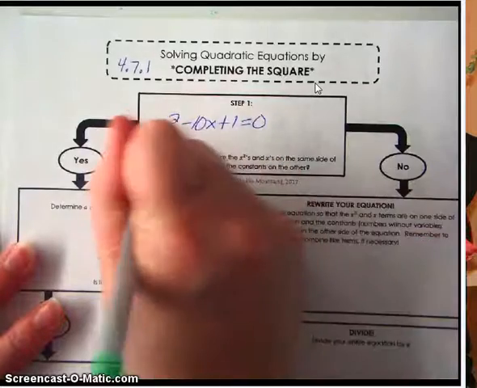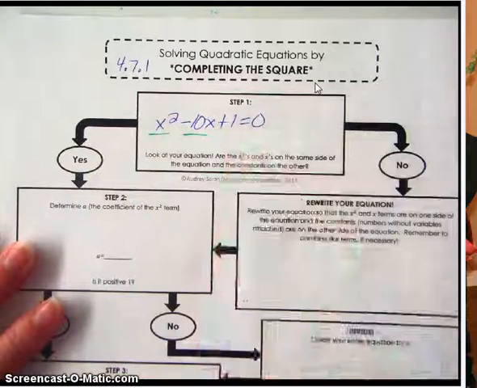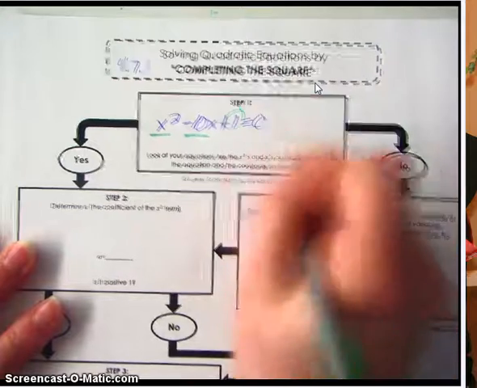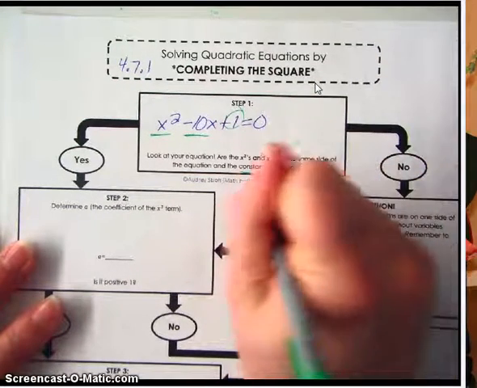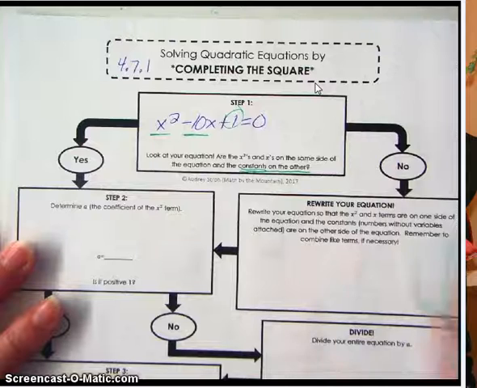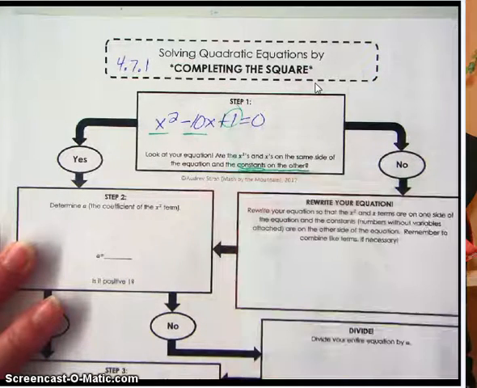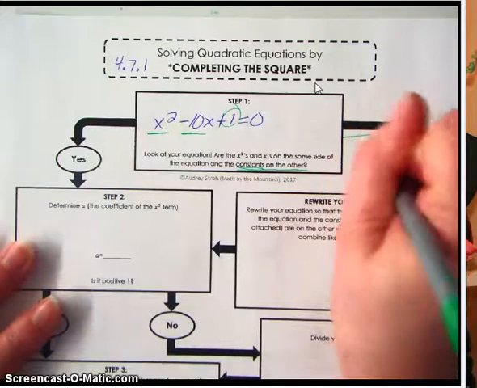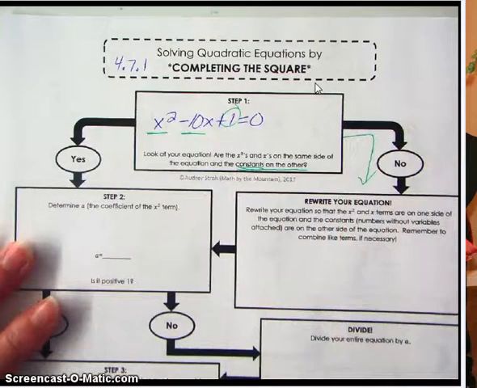All right. So here's my x squared term. Here's my x. This one's the constant. So it's telling us we want the constant on the other side of the equation. Is that true? No, it's not. The constant's on the same side of the equal sign as x squared and x. So I'm going to follow my flow chart this way to no.